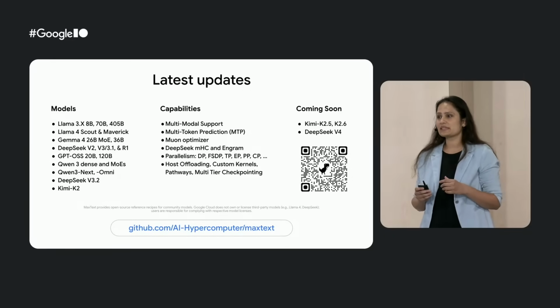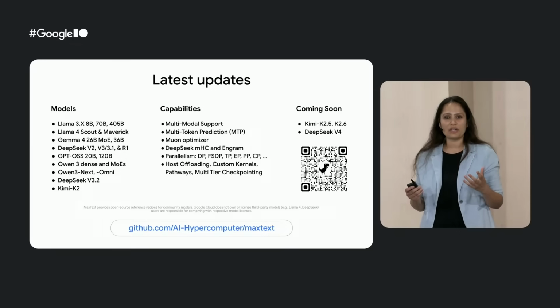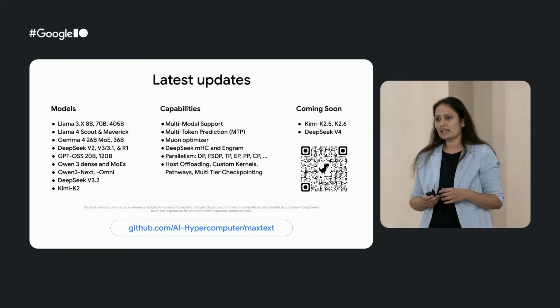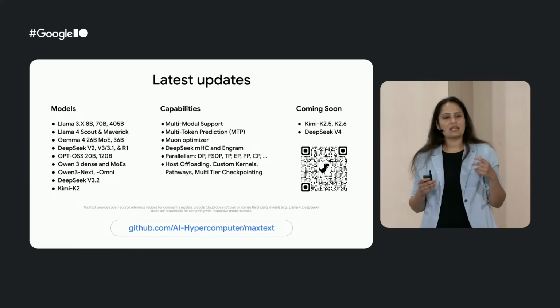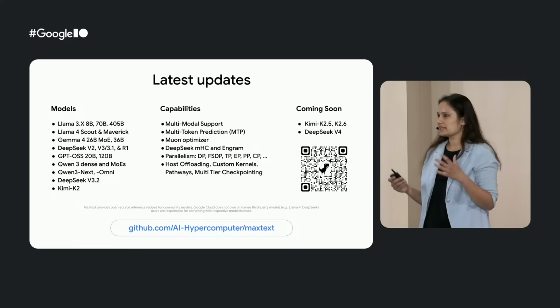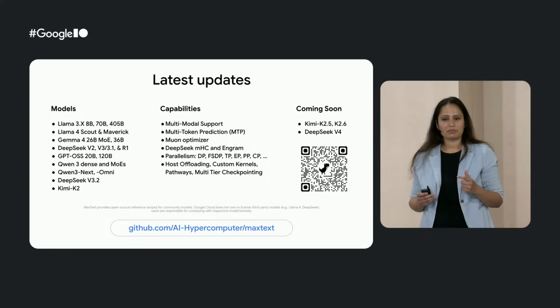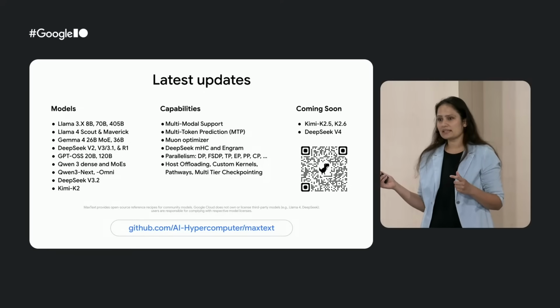So MaxText supports, like I said, a wide range of model families, all the way from Qwen, DeepSeek. Gemma 4 is our latest one. There's a couple more that are landing pretty soon as well. It also has some robust capabilities like multi-token prediction and performance-enhancing capabilities like support for custom kernels and multi-tier checkpointing. There's a link up here to our MaxText repo, which hosts all of our recipes, so please do check them out.